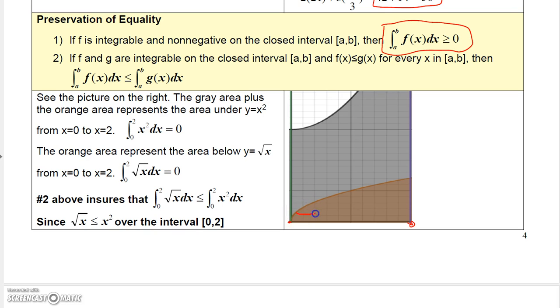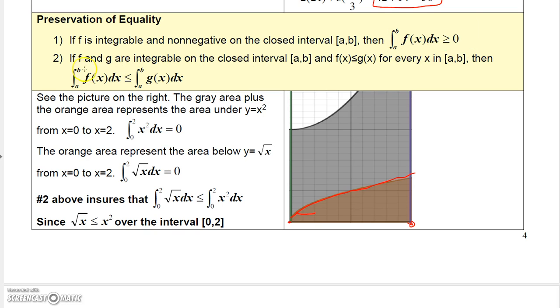If you look here, I'm trying to find it. All right, so that graph right there does not go below the x-axis. So what they're saying is this integral from here to here must be greater than or equal to 0, since the graph never goes below the x-axis.